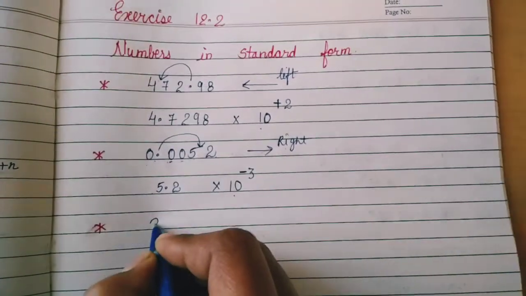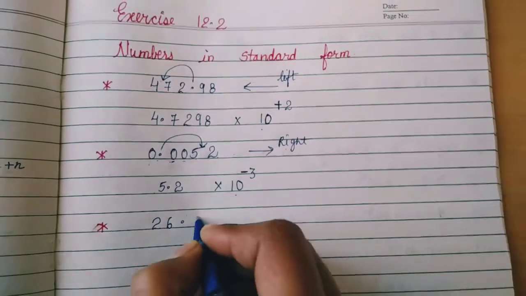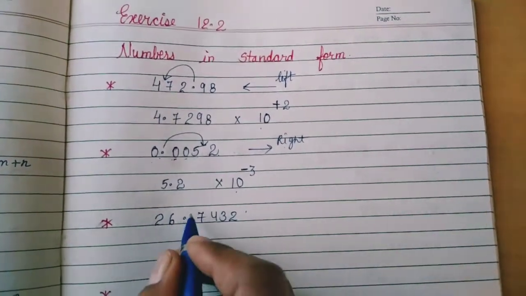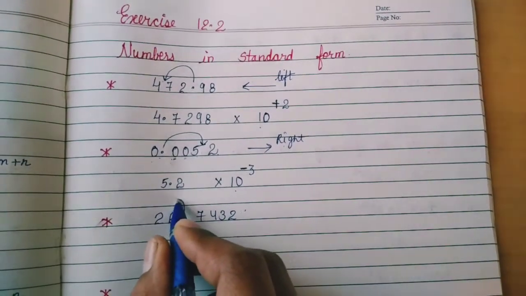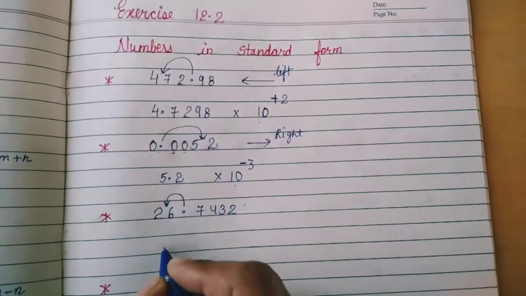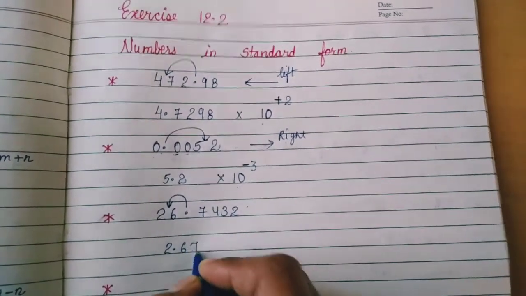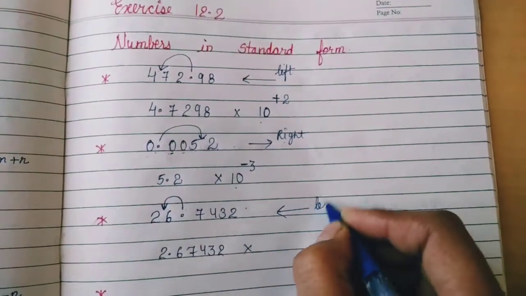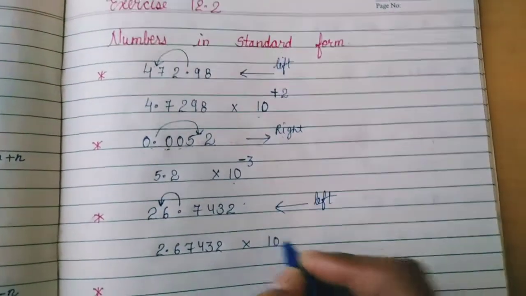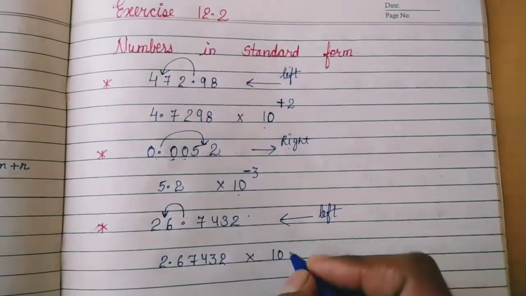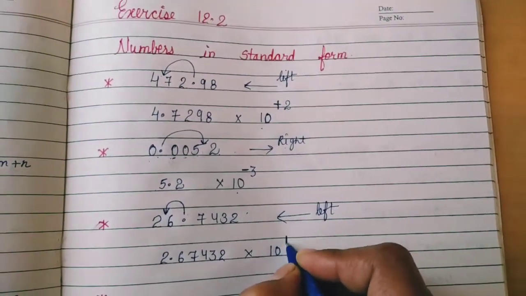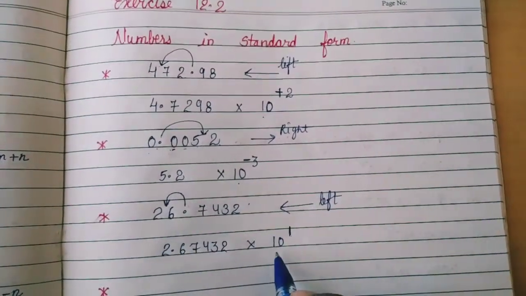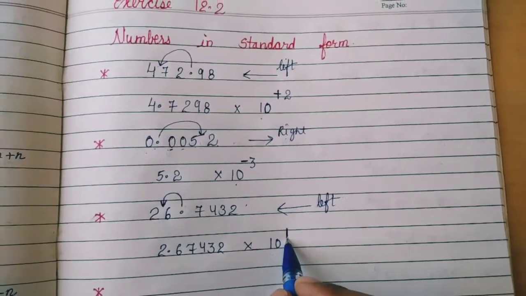Now if we take one more example, 26.7432, this decimal will shift only one number. So the answer is 2.67432, and we shifted in the left direction. It means that our power will be positive. And only one place we shifted, so 10 raised to the power 1.